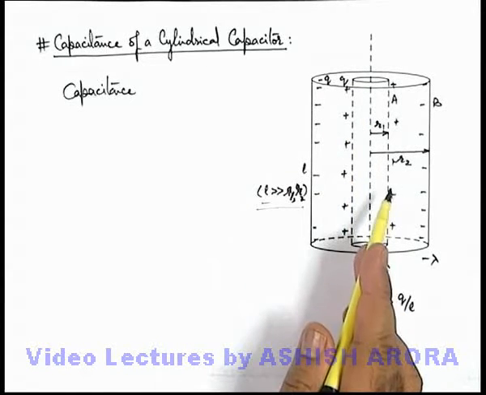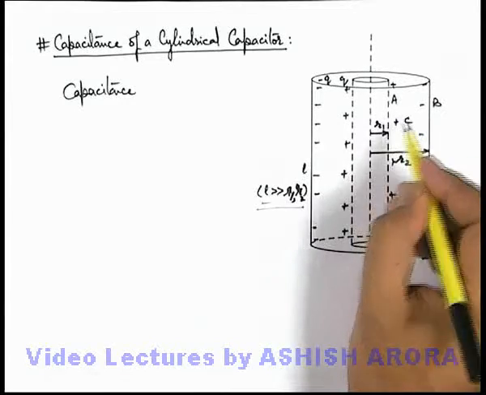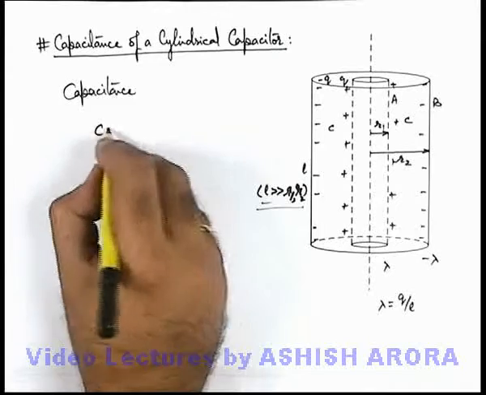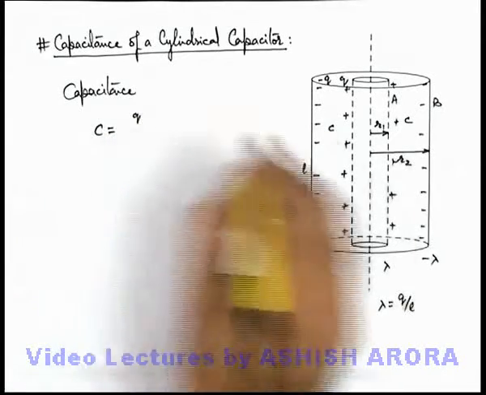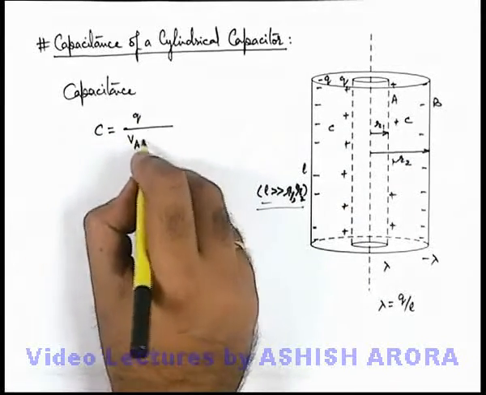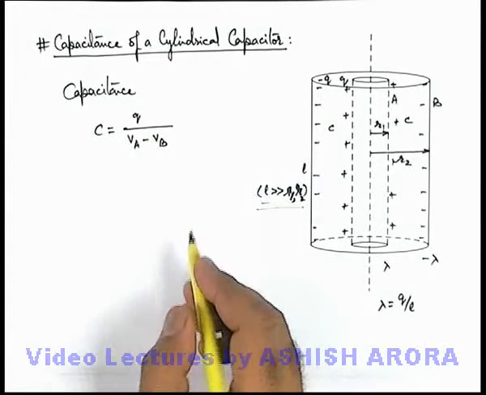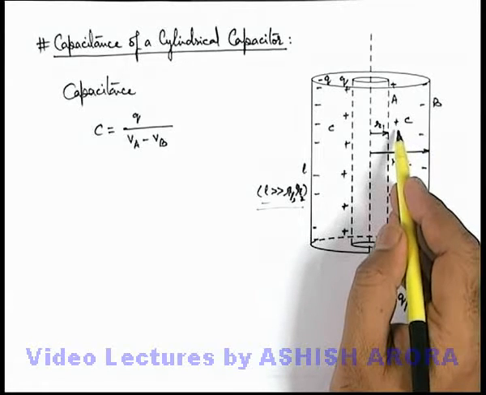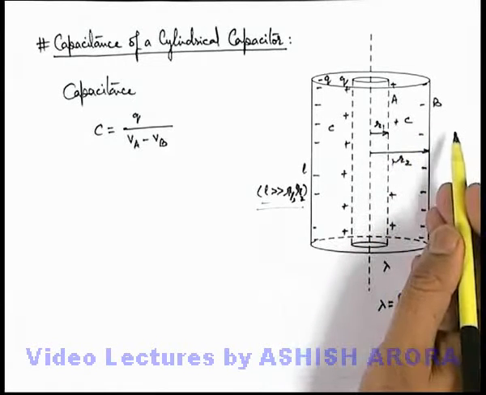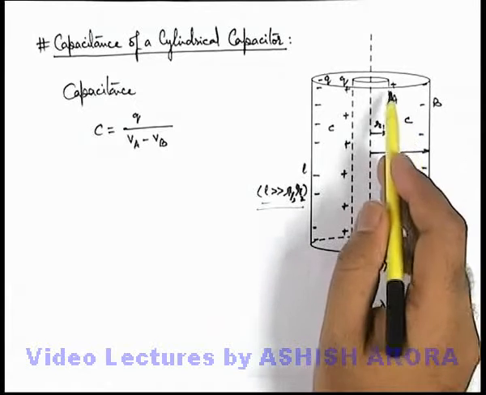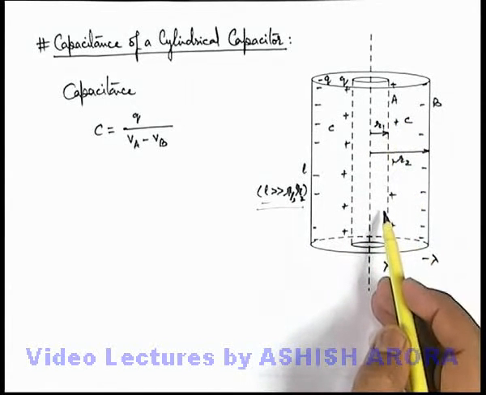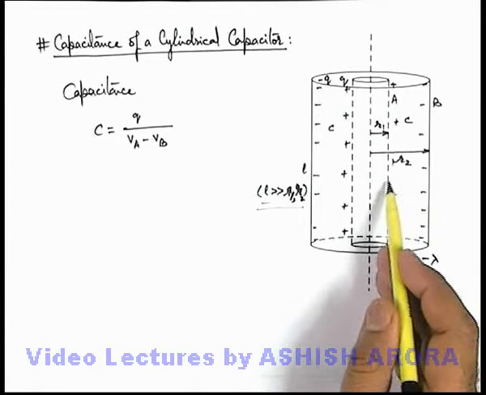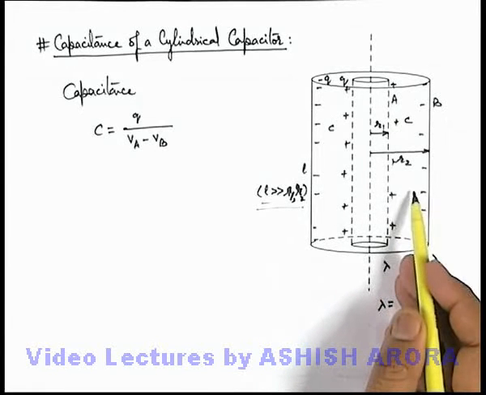Now, in this situation, the capacitance of the annular region between the two cylindrical shells can be given as charge supplied divided by the potential difference VA minus VB. And this is the capacitance between the annular region, because there won't exist any electric field outside this region, because all the electric lines which originate from the inner cylindrical shell will terminate on the inner surface of the outer shell. So electric field will be in existence only in the annular region.